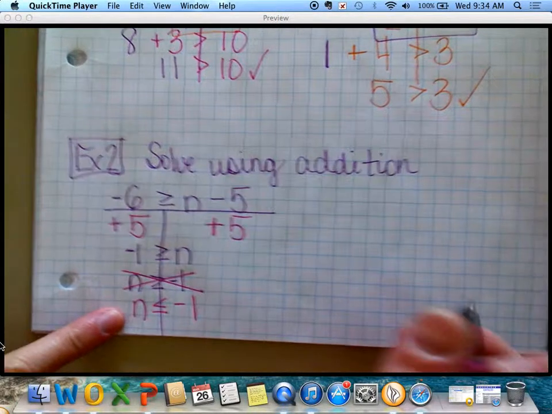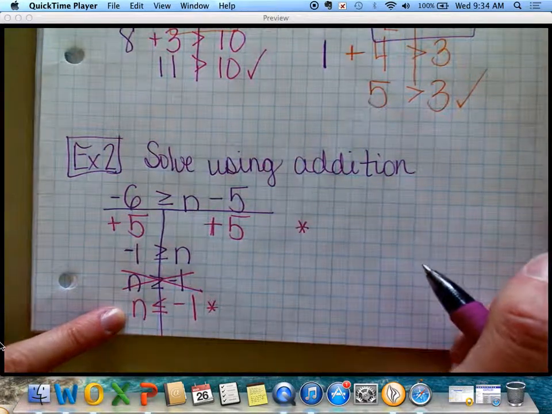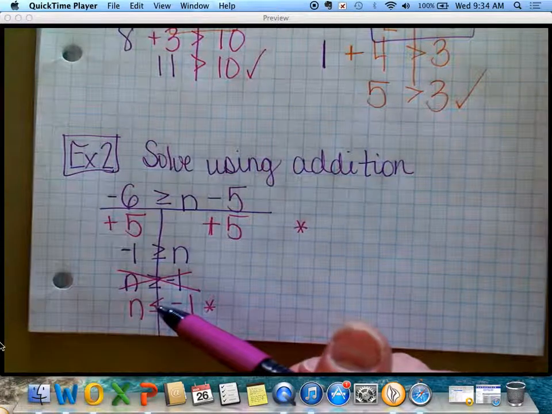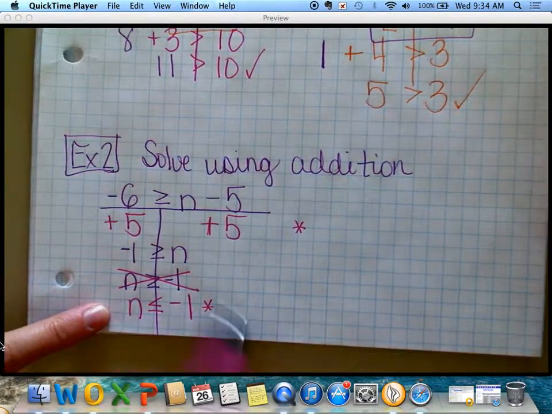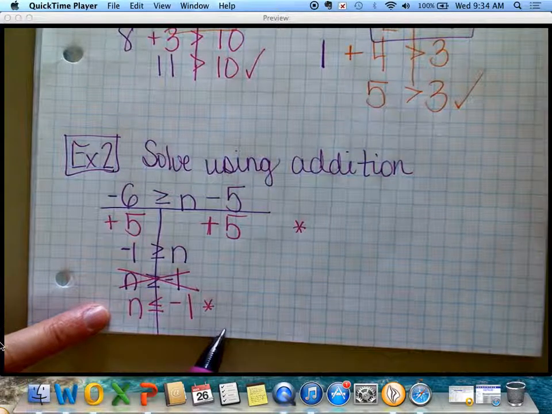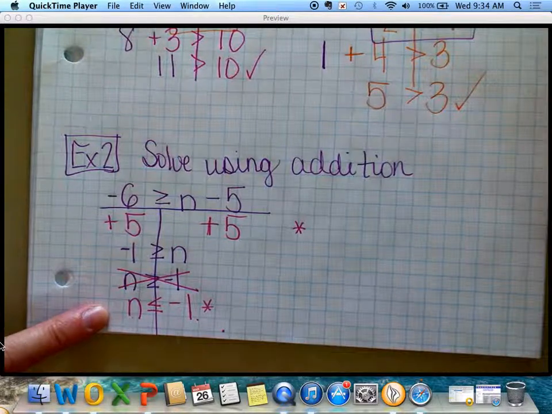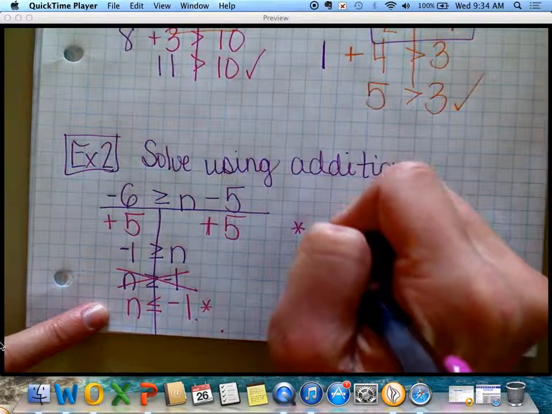Alright, so we have to check this one. We'll check this up here. Now, we have to check this one twice. Another thing we can remember is I have two symbols, so I have to check it twice. Because does this solution include negative 1? N is less than or equal to negative 1. Does that include negative 1? It does. So we're going to start by checking it with negative 1.